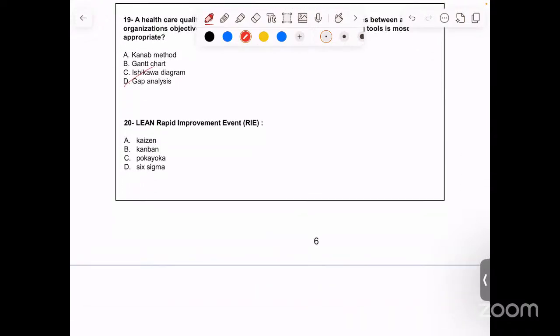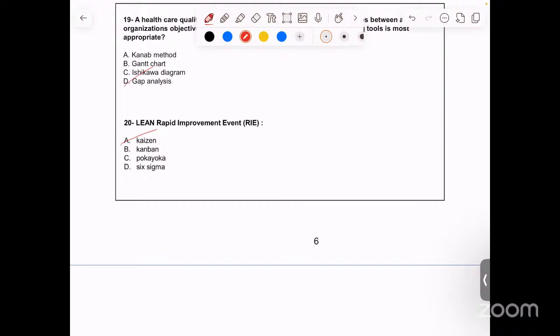The last number, 20, Lean Rapid Improvement Event or the RIE is A, Kaizen, B, Kanban, C, Poka-yoke, D, Six Sigma. Okay, it is the Kaizen, which refers to continuous improvement through small incremental changes that enhance processes and efficiency. And Kaizen is a core concept in the lean methodology.